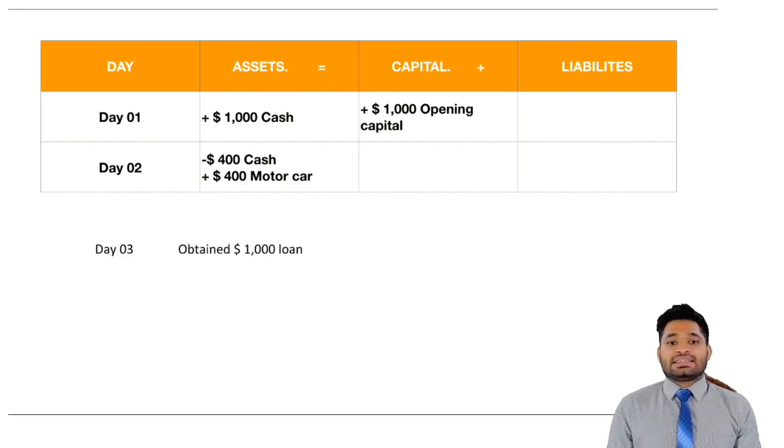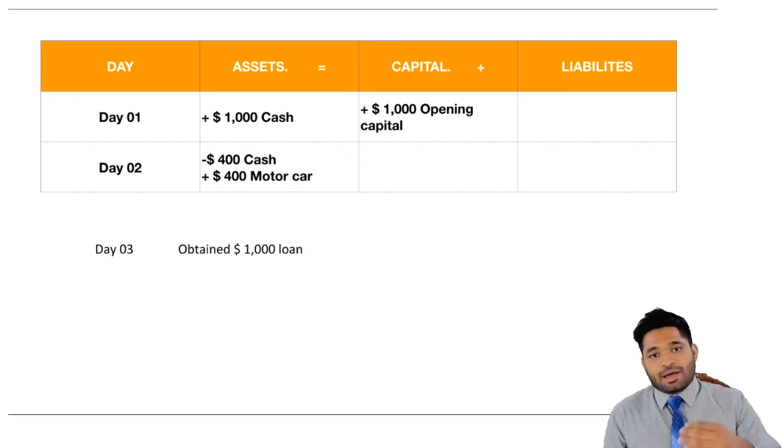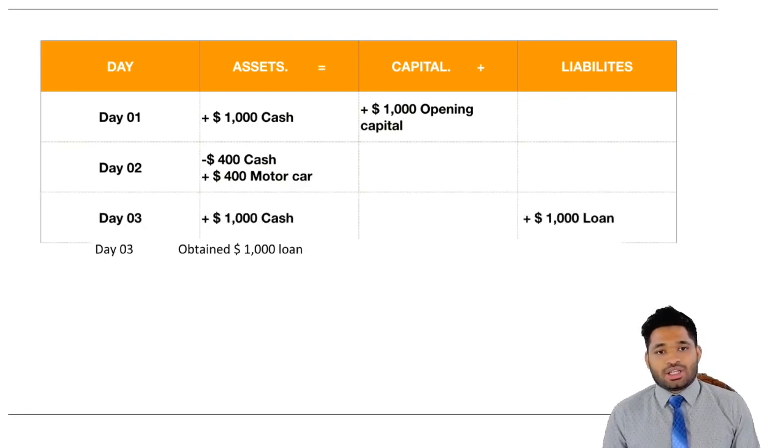On day 3, you are obtaining a loan for $1,000. Now when you obtain a loan, what do you get? You get cash. So your cash will increase by 1,000. And what happens to your obligation towards external people? That will also increase. So your liabilities will increase by 1,000. So assets going to increase by 1,000, which is cash, and 1,000 liabilities, which is loans.